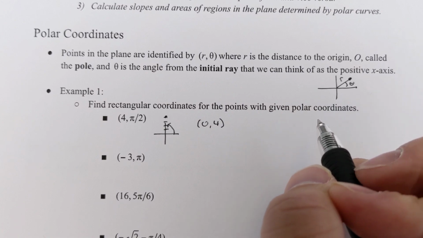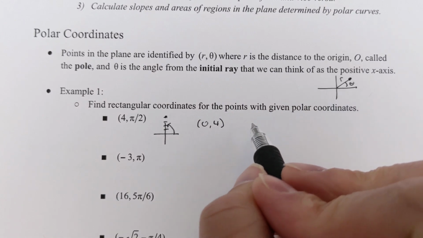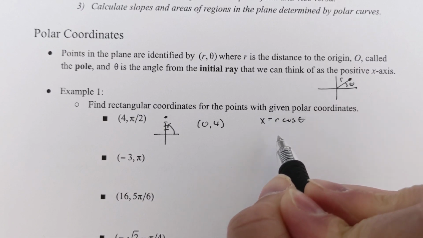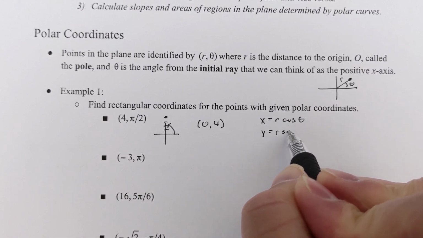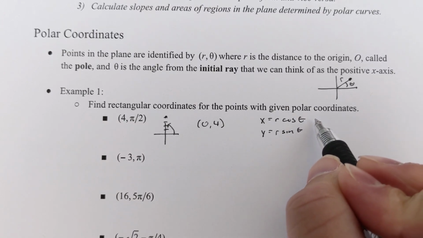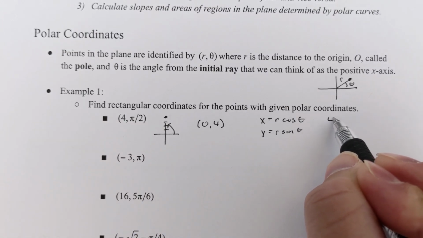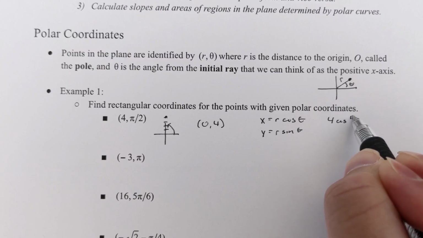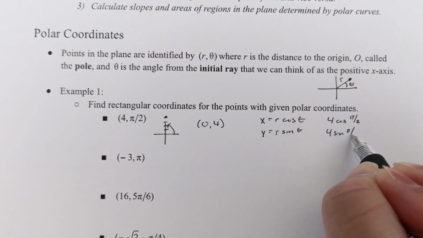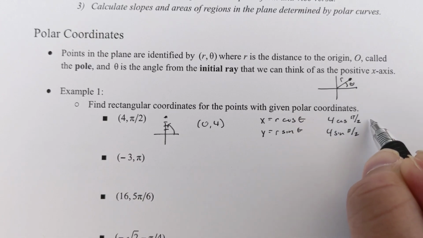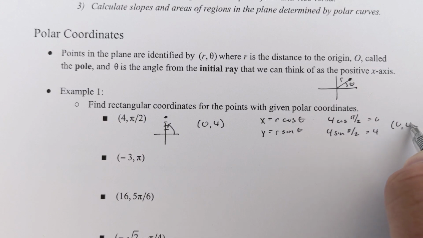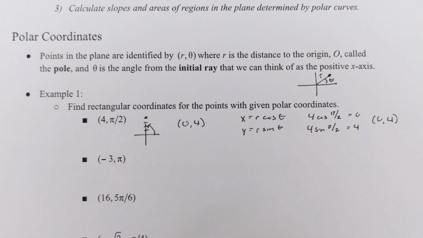Mathematically, what we can do is the x value is equal to r cosine theta, and the y value is equal to r sine theta. So in this case, this would become 4 cosine pi over 2, and this would become 4 sine pi over 2. So the cosine of pi over 2 is 0, the sine of pi over 2 is 1, so this becomes the point 0 comma 4, just like what we got before.